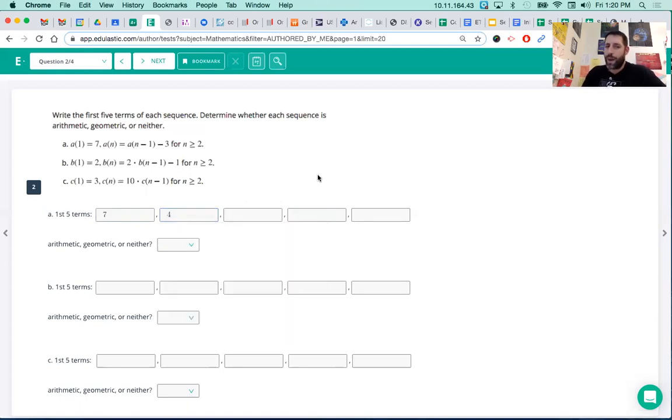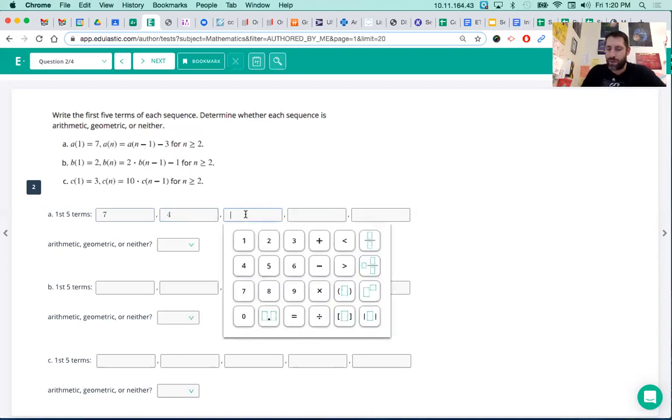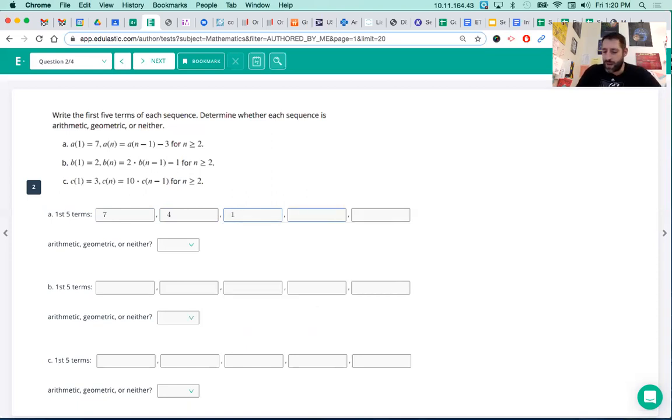Well, once we identify the pattern, we don't have to look at the function every single time. We know we're subtracting 3 each time. So just keep subtracting 3. 4 minus 3 is 1. 1 minus 3 is -2. -2 minus 3 is -5. Now, we are subtracting the same thing each time, which makes this arithmetic. Okay? It's an arithmetic sequence.